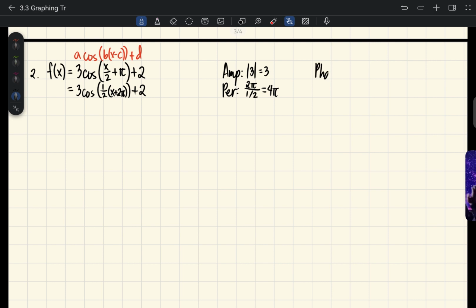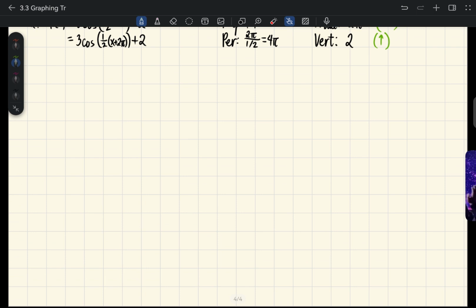For the phase shift, that's the value of c. So our c right here, take note, we have an x minus c right here, but here we have x plus 2 pi. So that means your phase shift is negative 2 pi, and since you have a negative phase shift, that means we're moving to the left. And lastly, we have your vertical shift, which is the value of d, which is 2. And since 2 is positive, that means we're moving up. So let's proceed with graphing.